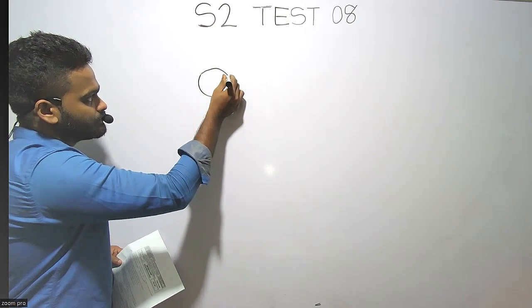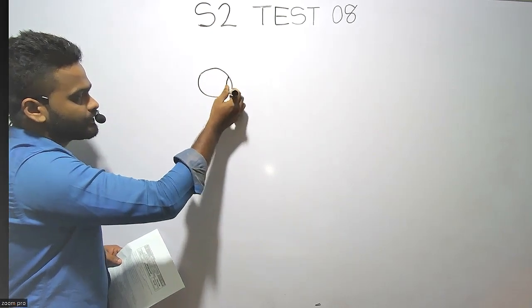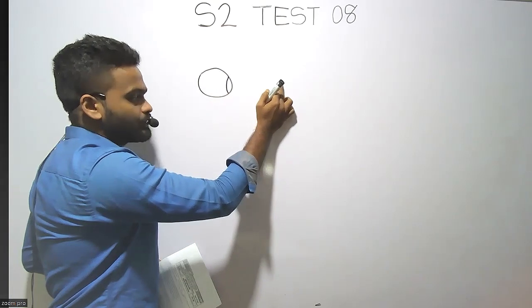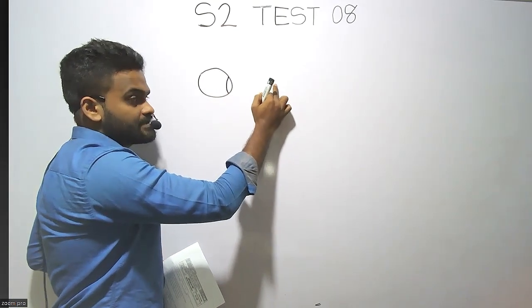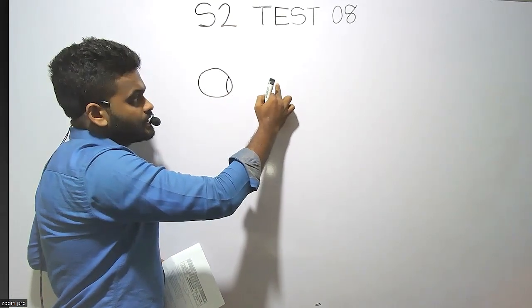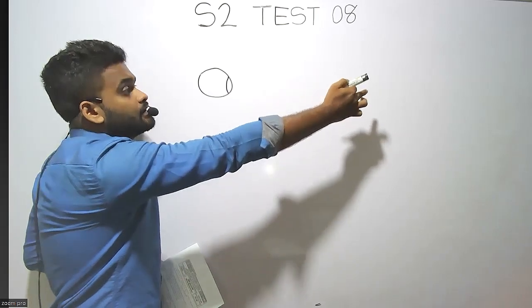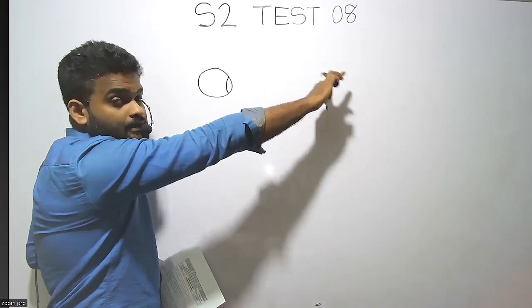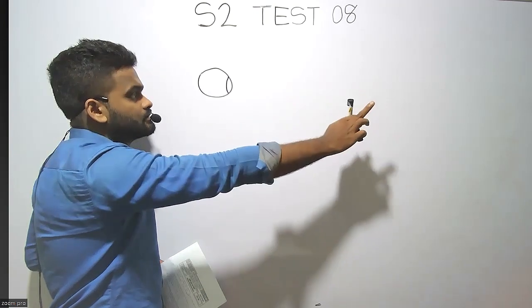Short-sightedness means the person can see at 25 centimeters. The person can see close objects clearly. The person cannot clearly see objects at infinity. Far objects cannot be seen clearly, right?